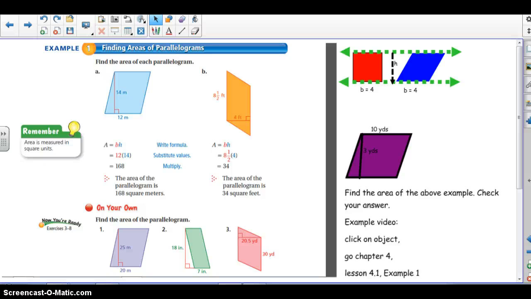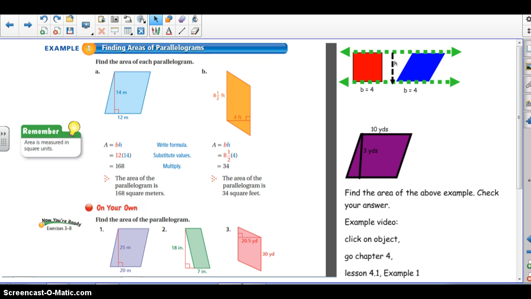All right, we've got lesson 4.1 and example 1. Remember, our essential question was, how can you derive a formula for the area of a parallelogram? That's what you did yesterday, was to explore a formula for the area of a parallelogram.